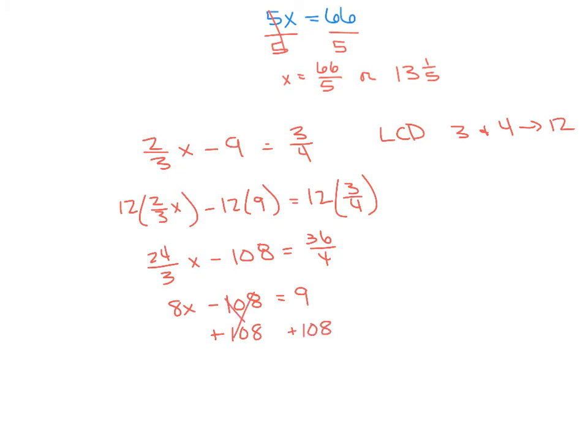These cancel, and we get 8x equals 117. And then we divide by 8, and x equals 117 over 8, or 13 1/8, I believe. Because 12 times 8 is 108 plus another, yeah.